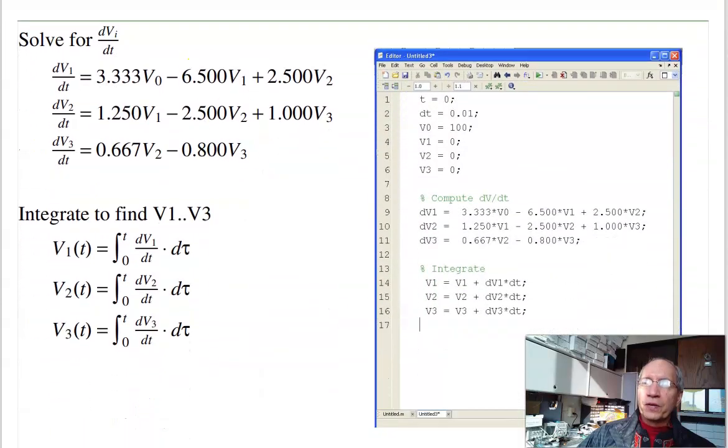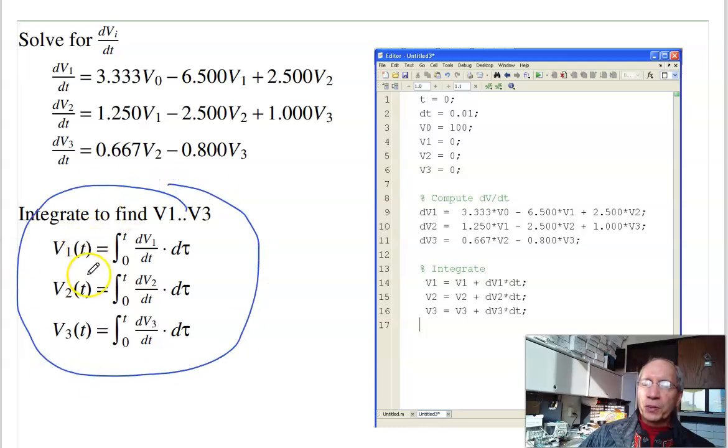So now solve and integrate. So this is the voltage V1, V2, V3. To solve in Matlab, what I would do is take your step size, like 10 milliseconds. If I know the voltages, I know how the voltage is changing. Now move forward in time. Suppose I have a voltage right here. This is time. I've got this voltage, and there's the slope. That's how fast it's changing.